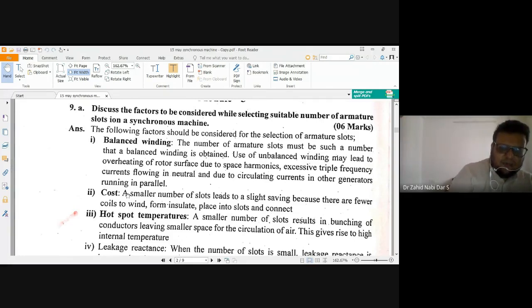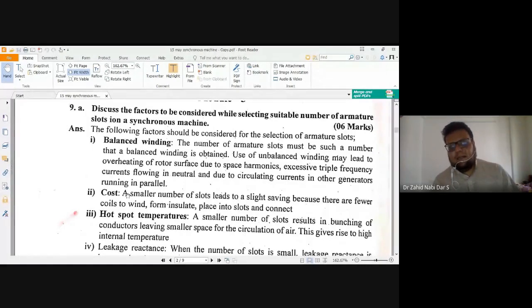The leakage current flows in the neutral, and this leakage current circulates in the machine. If you see a power system, we are not connecting just one alternator. Many alternators or generators are connected in parallel. If the leakage current of one alternator transfers to the other alternator running in parallel, it may cause a problem. So although we will require more copper area and the cost will increase, we will still consider the balanced winding, because we don't want circulating currents to flow and damage the rest of the power system.